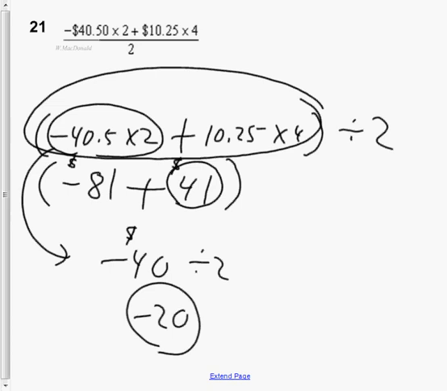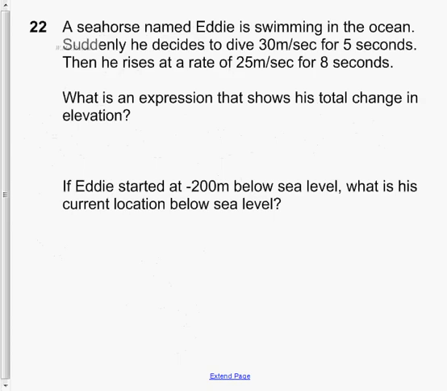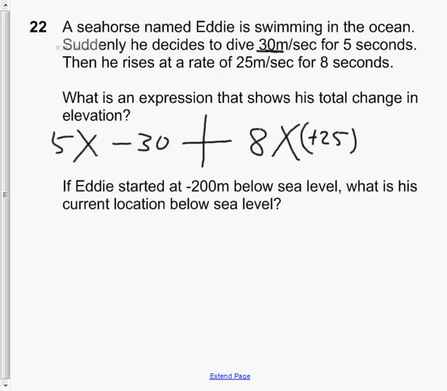That's fine. Question 22 is about Eddie. So Eddie is a seahorse, and he suddenly decides to dive 30 meters, which means we are going to go 5 units of negative 30. Okay? That's Eddie going down for 5 seconds, 30 meters a second. And we're going to combine that with 8 seconds of him rising 25 meters. So 5 units of going down 30 meters plus 8 units of going up 25 meters a unit. That would be the expression.